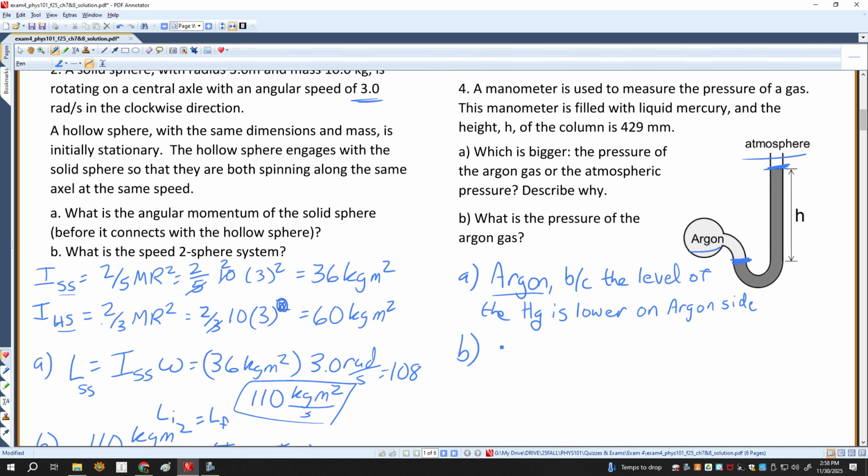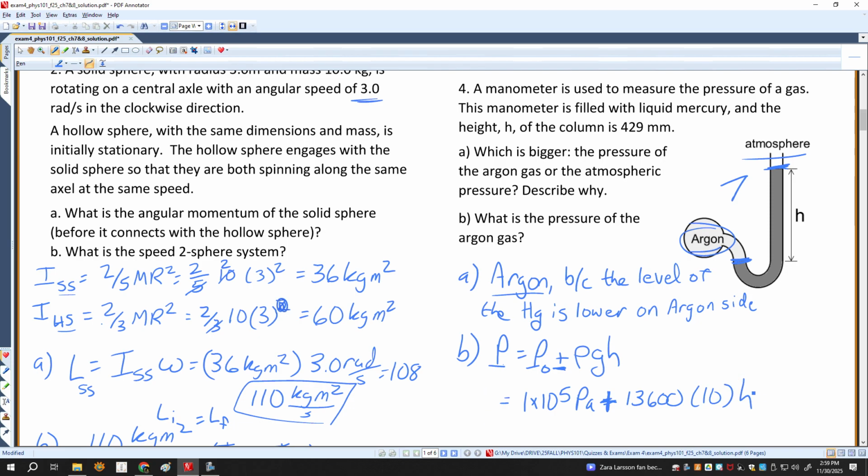And then what is the pressure of the argon gas? I know that P is equal to P naught plus rho gh. That's P naught, which is the atmosphere. That's 1 times 10 to the 5th pascals, plus. I know that this is actually plus or minus, but this has to be plus because this pressure is actually bigger than the pressure due to the atmosphere, so I need a positive right there. The density of mercury is what, 13,600, I think? Yeah, 13,600. That's on your equation sheet. Times 10 times h.